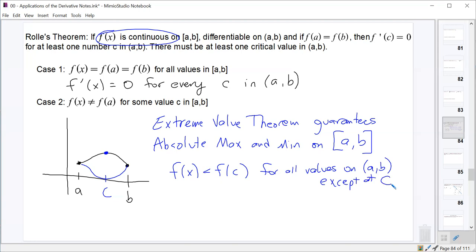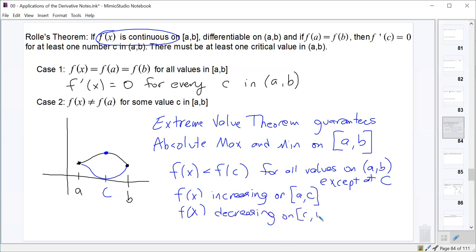And if we have an absolute max, that means our function must have increased. That would tell us that f of x is increasing on, we'll use the brackets here just for the College Board's sake, a to c, and we must be decreasing on c to b, or at least on some interval surrounding c. So we could have gone up to this and back down and back up, but we're just taking the most basic case. So we could have said some open interval surrounding c.